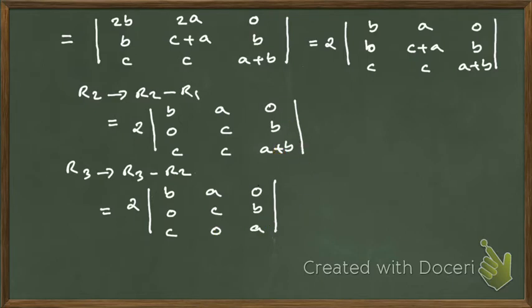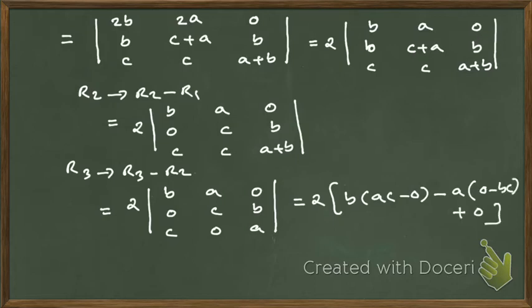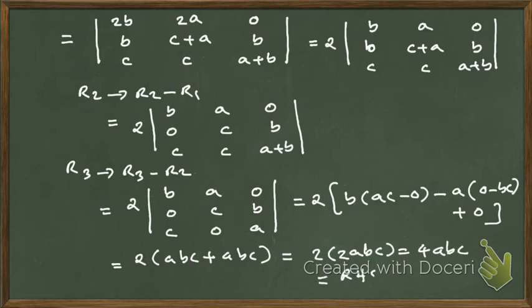And since you have 3 zeros, you could just expand it. So just do your normal determinant expansion. So you'll get 2 times B into first element, delete the row and the column it contains, cross multiply, AC minus 0, minus A into delete the row and the column it contains, cross multiply, 0 into A is 0 minus BC. So when you open, this will be ABC. Here it will be minus into minus is plus ABC. So 2 times ABC plus ABC, which is 2 times 2ABC, which is 4ABC.